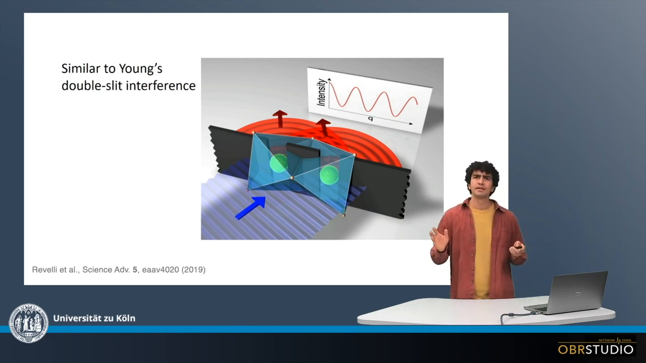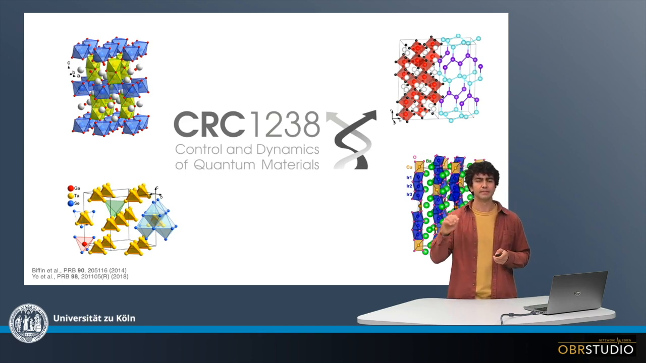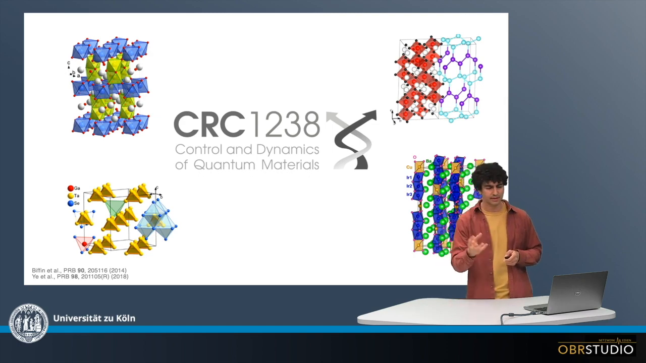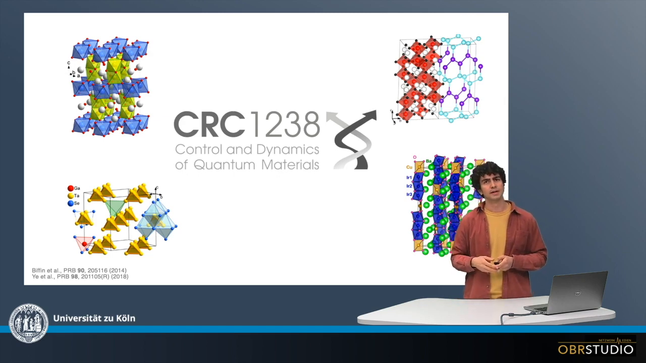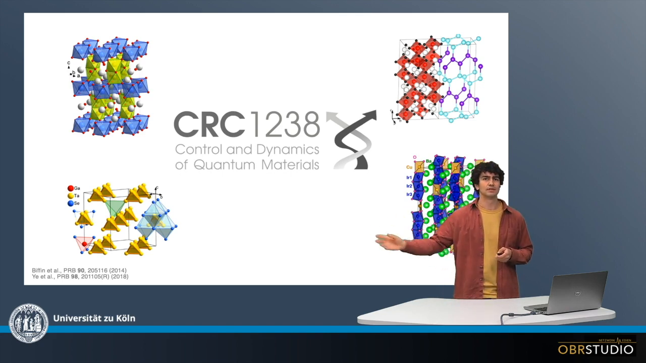So, now, if you do RIXS on these clusters and you see an interference pattern, well, this proves that the electrons are delocalized over these clusters. This tool was developed within the CRC, and this is what I'm using during my research to investigate more complex materials like trimers or tetramers.